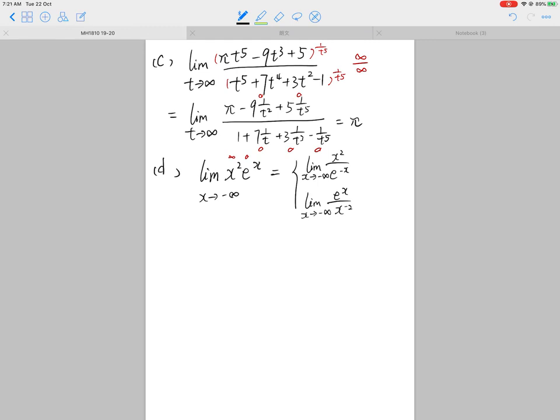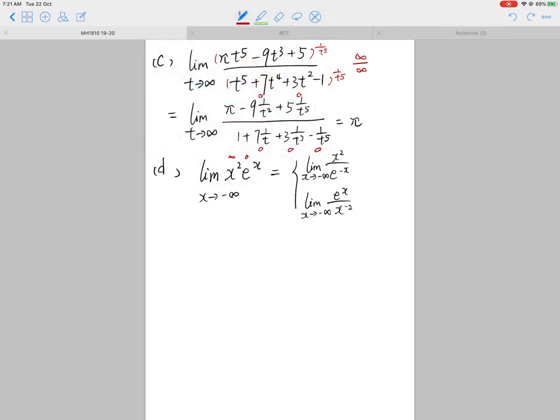So both ways, right? This is approaching 0, right? This is approaching infinity, right? This is also approaching 0. So both ways you can use L'Hopital's rule.